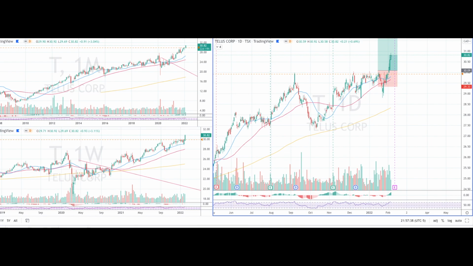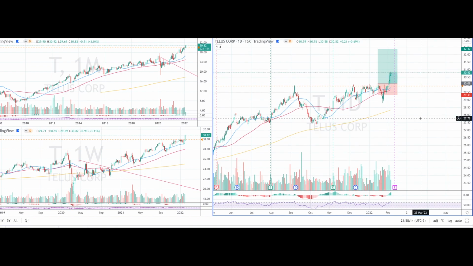TELUS, I believe this was an idea I mentioned previous weeks. Looking for a breakout over the $30 area. We did get a breakout over this area. It was so close to earnings that I really didn't feel like it had enough time to get even to 1R. In this case, it did make it to 1R.